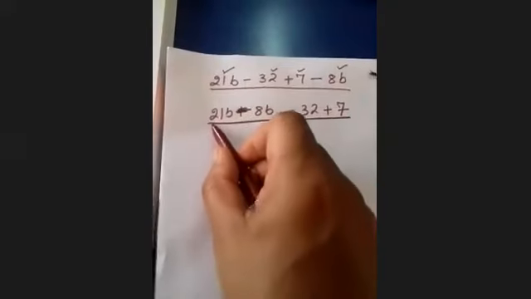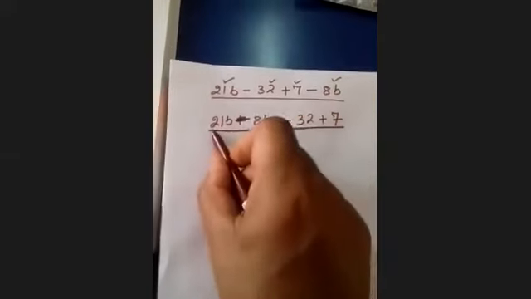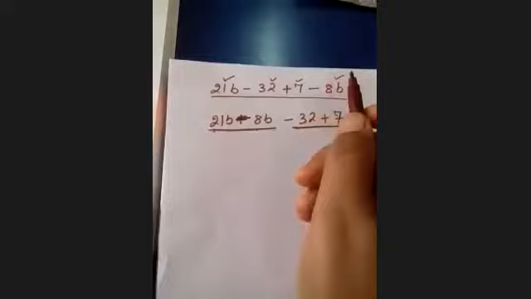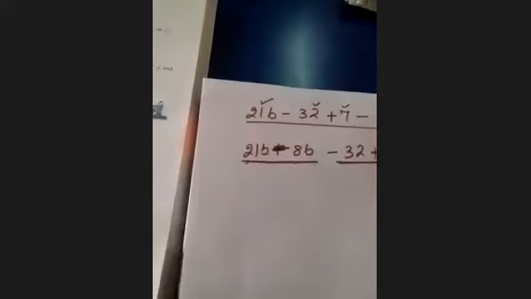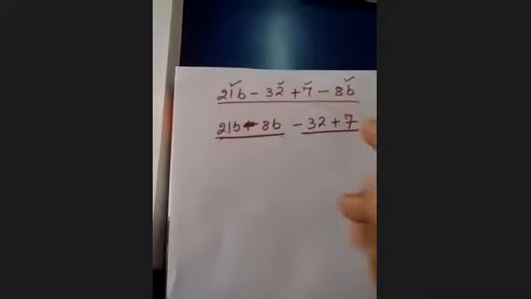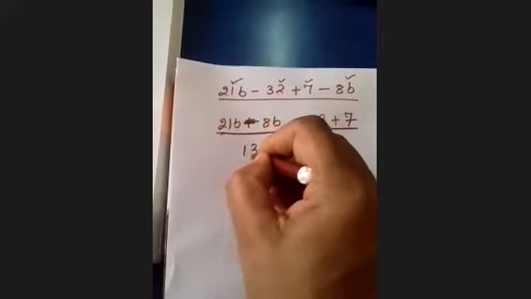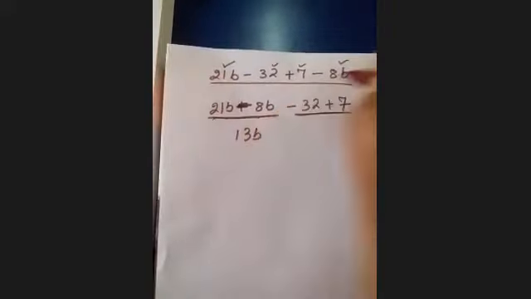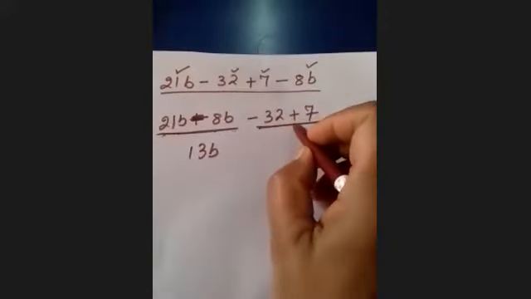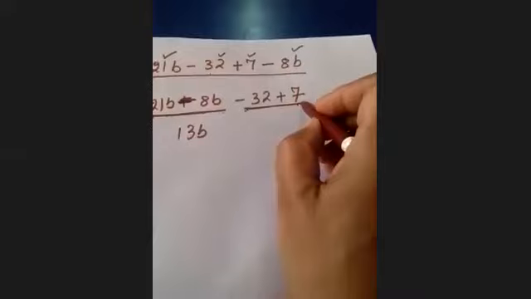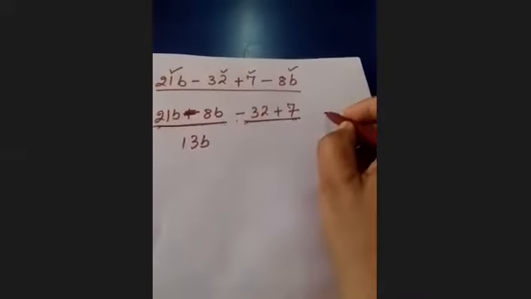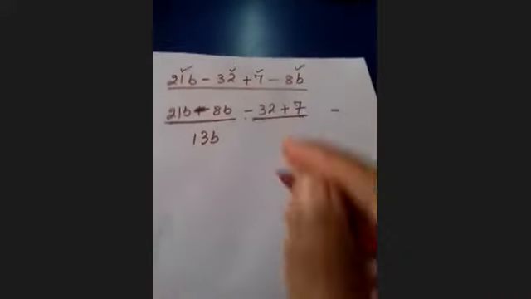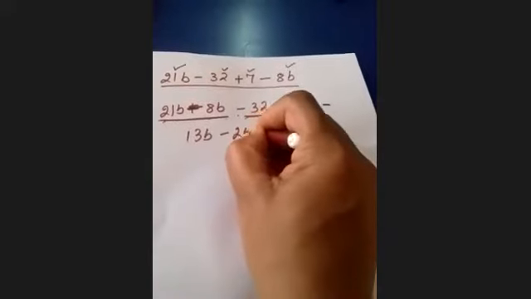Now students, 21b and 8b are like terms. So 21 minus 8 is 13, so 13b. Next is minus 32 plus 7. Minus plus minus, so 32 minus 7 is 25. Minus 25.